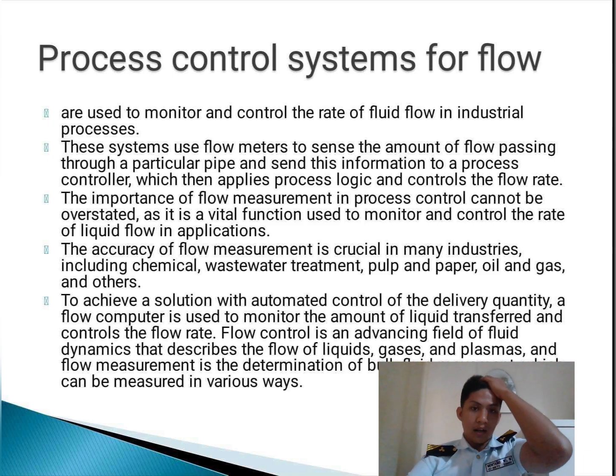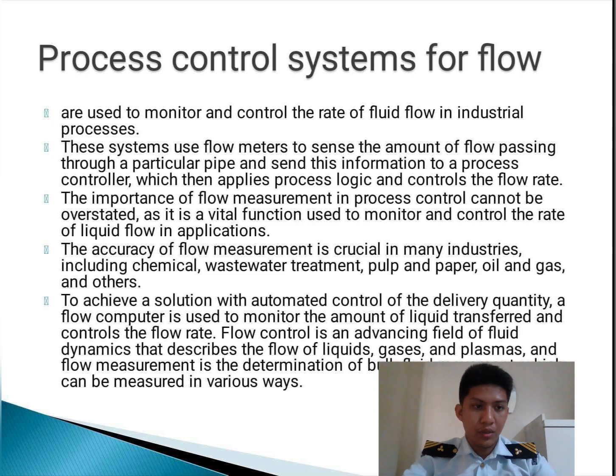So again, control systems consist of computers, which are the devices and the instruments to control the flow rate in the field. It is usually used in bulk fluid movement, which can be measured in various ways. As discussed earlier by Cadet Junio, bulk fluid movement. So it is used in bulk fluid movement, meaning large quantities.